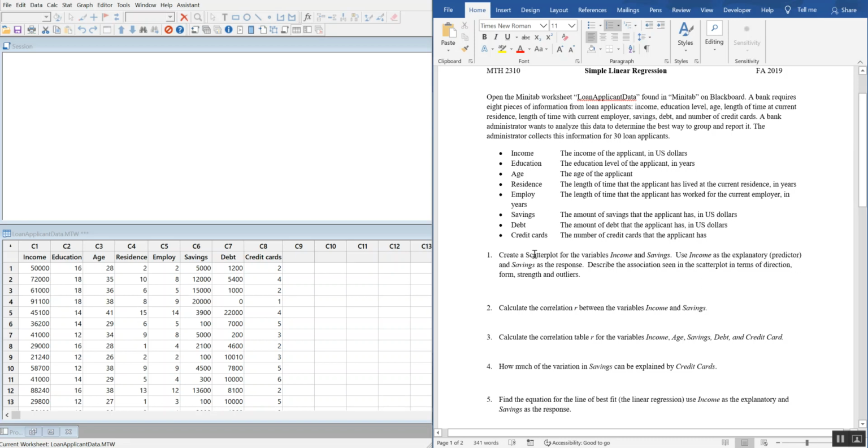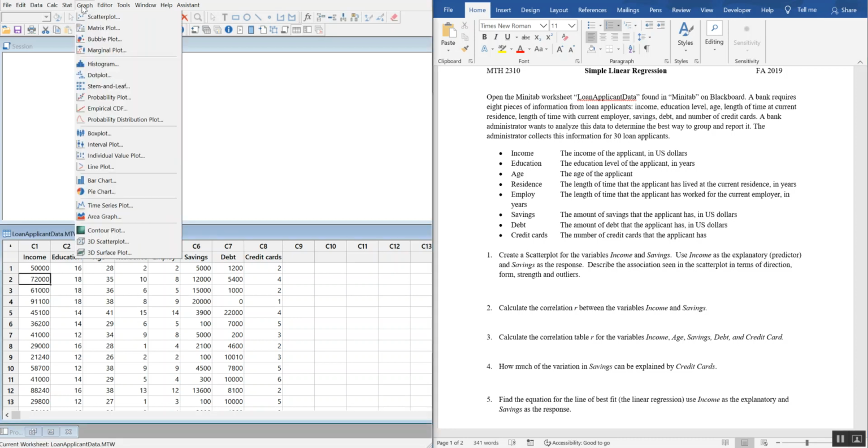So first up, we're going to create a scatter plot for income versus savings, and we're going to use income as our explanatory variable, also known as your predictor variable. You may think of this as your x, and then savings as our response, because that's the thing I'm trying to make predictions about. I want to predict savings. And we're going to describe the association we see.